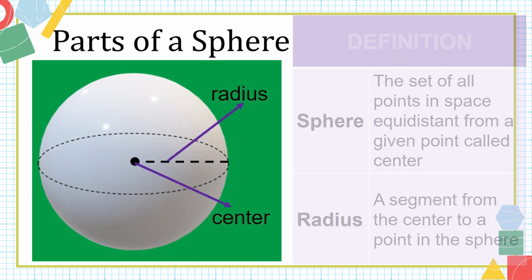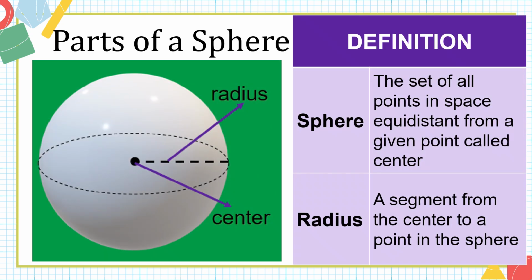On the other hand, we have parts of a sphere. We have radius and center. When we say sphere, it is the set of all points in space equidistant from a given point called center. The radius is a segment from the center to a point in the sphere.